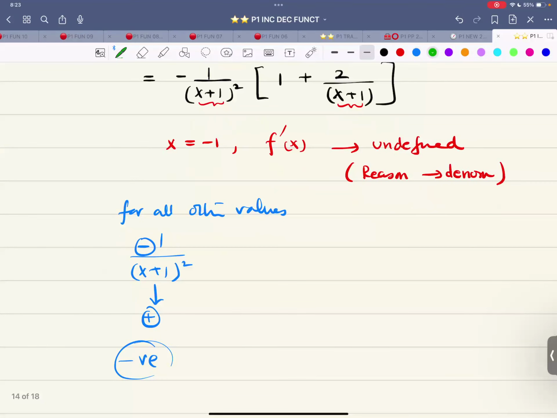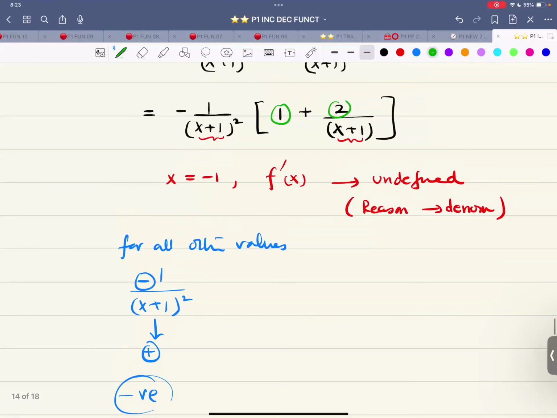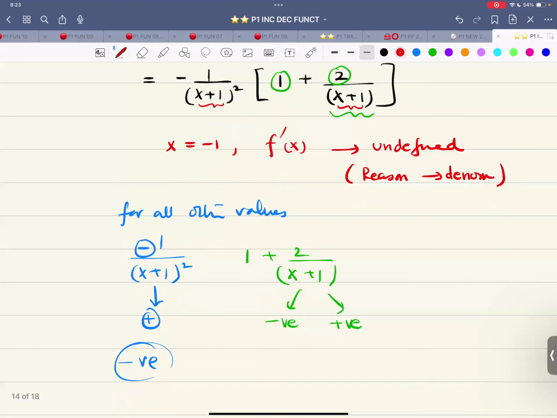What about this portion over here? This is 1, this is 2, this is x plus 1. So 1 plus 2 over x plus 1, maybe it could be negative, maybe it could be positive. We don't know. So now there is a negative sign on the outside. That is already taken care of. That is negative. Inside could be negative, inside could be positive. Now it means that we are unsure.